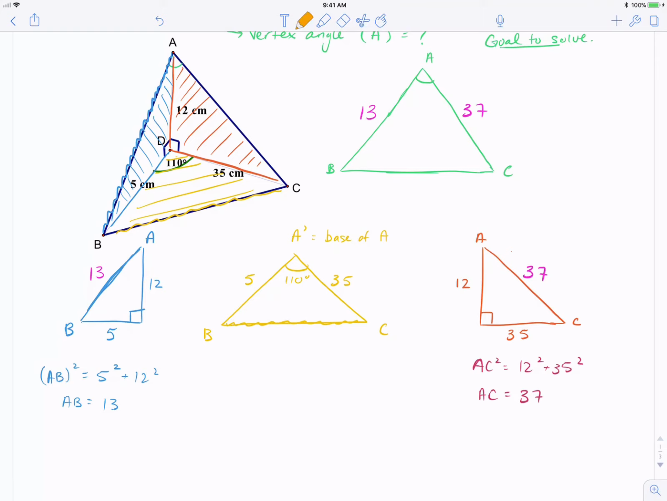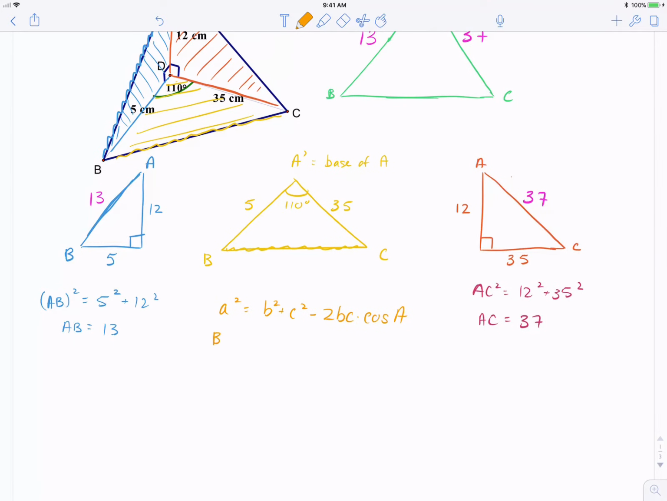I'll write my general cosine law out first. A squared is B squared plus C squared minus 2BC times the cos of angle A. From this diagram, the length I'm solving for is BC. So BC squared, this is 5 squared plus 35 squared minus 2 times 5 times 35 times the cosine of 110 degrees.